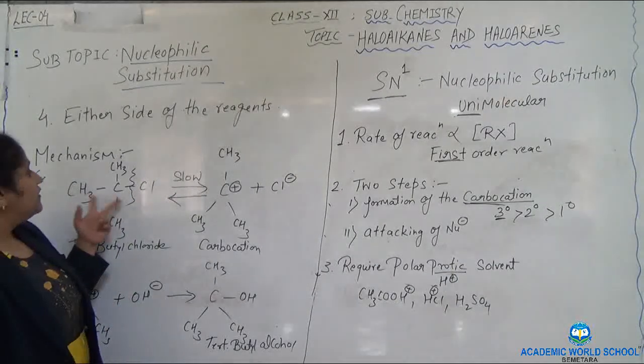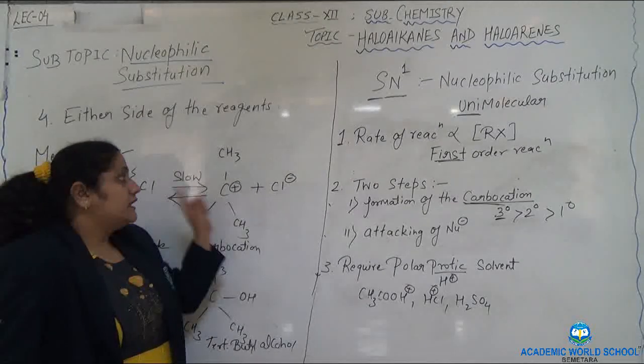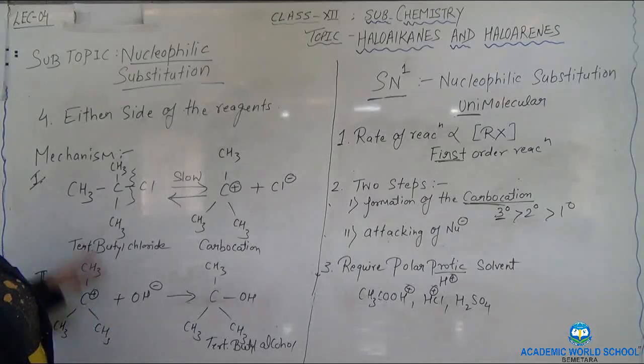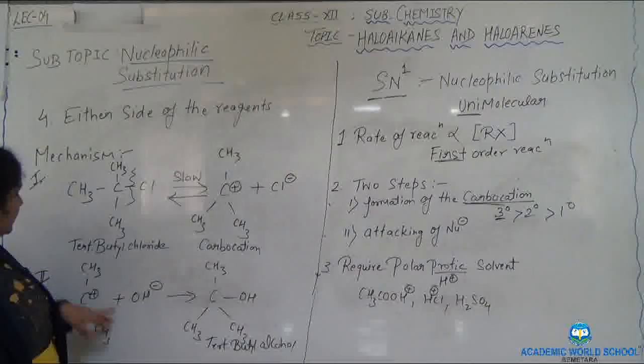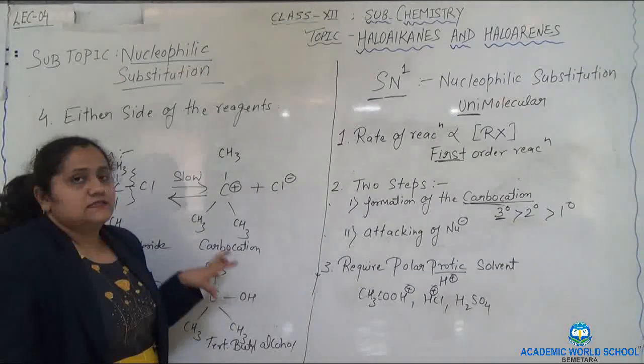So in this, first we have to cleave this C-Cl bond, making the formation of this carbocation. This carbocation will be attacked by the OH ion, either from the front side or the back side, it doesn't matter, and will form tertiary butyl alcohol and the substitution is done.